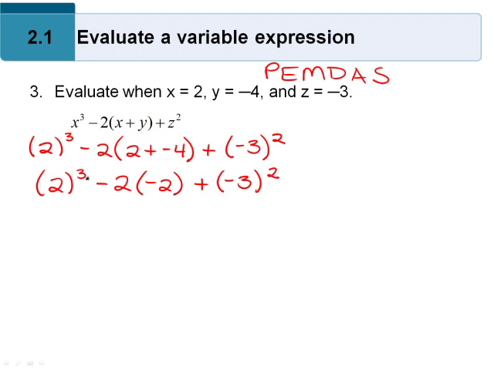So 2 to the third, remember that's 2 times 2 times 2. That's kind of my scratch work over there. That's going to give me 8, right? 2 times 2 is 4. 4 times 2 is 8. Okay? Now, bring down the next 2 and the -2. -2 times -2. And we're still doing the exponents. A -3 times a -3 is a +9.